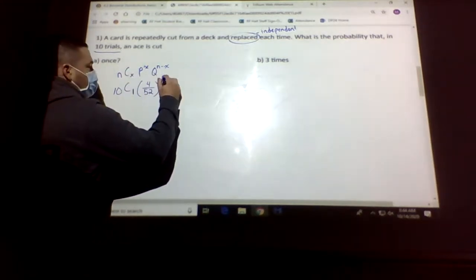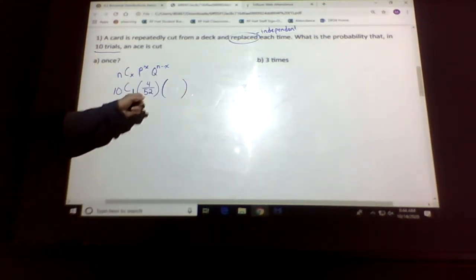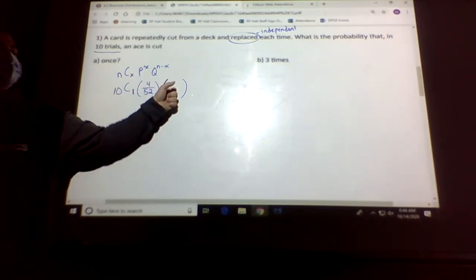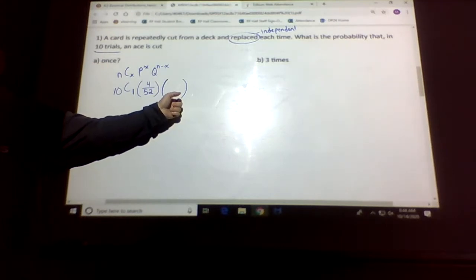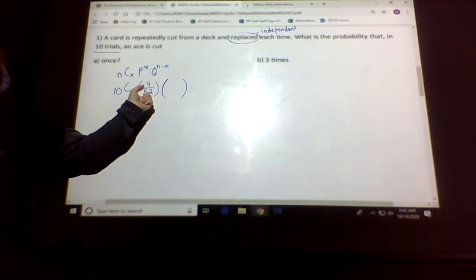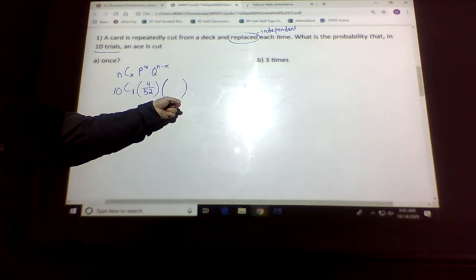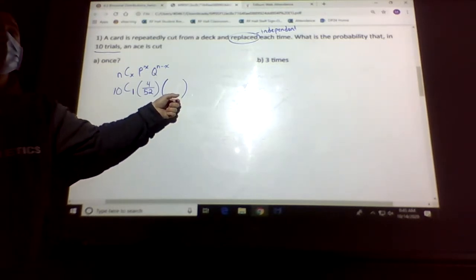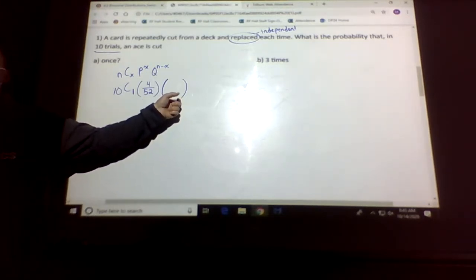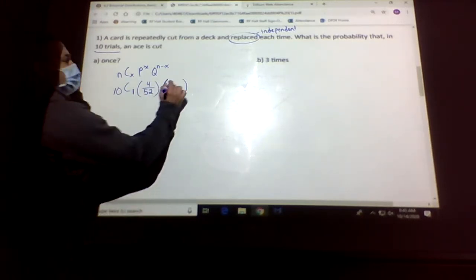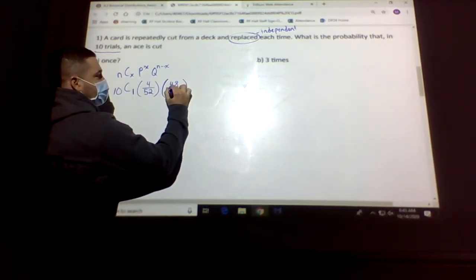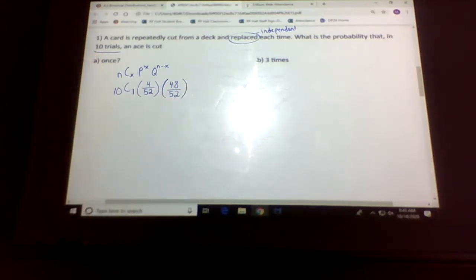I'll leave the exponents in a second. So 4 out of 52 is success, because we're looking at aces. What would everything else be? Who said it? Would it be 10 minus 1? Sorry, can't hear you. 48. 48 out of 52. Yes. So 4 out of 52, everything else is 48, so it's everything else except for aces.